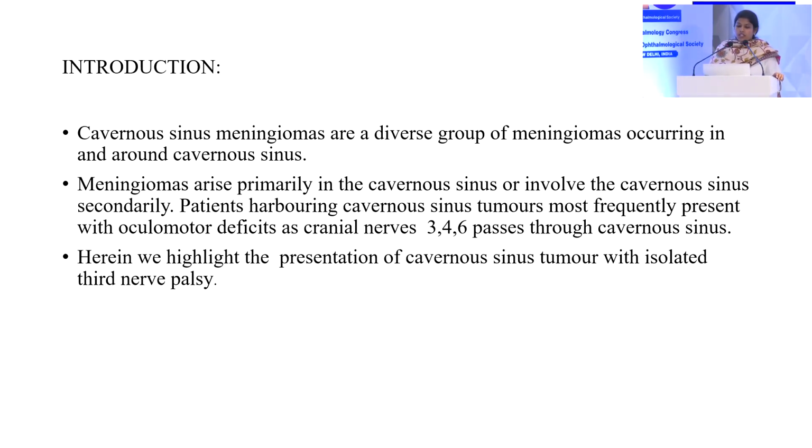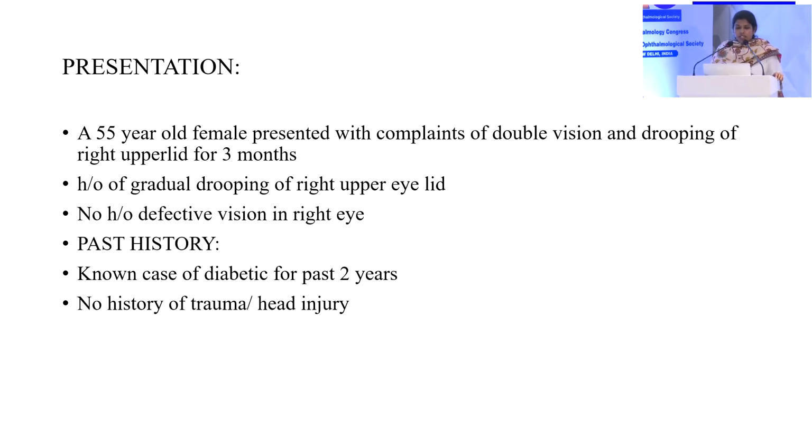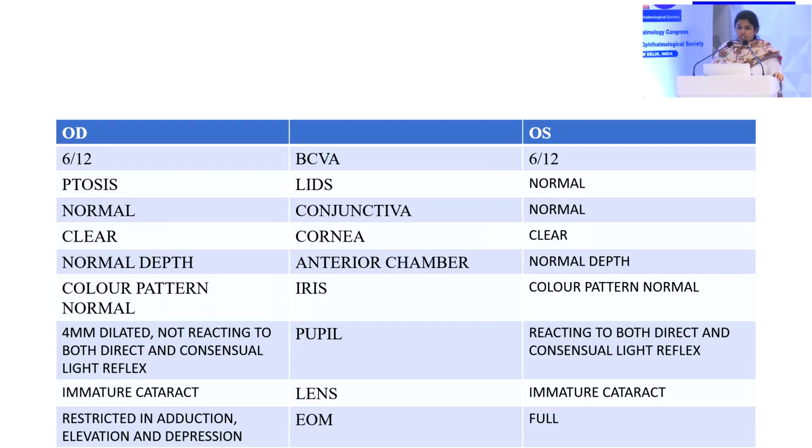Patients harboring cavernous sinus tumors most frequently present with oculomotor deficits, as cranial nerves 3, 4, and 6 pass through the cavernous sinus. Herein we highlight the presentation of a cavernous sinus tumor with isolated third nerve palsy. Here, a case of a 55-year-old female presented with complaints of double vision and drooping of the right upper lid for the past 3 months, with a history of defective vision in the right eye. She is a known diabetic for the past 2 years, with no history of trauma or head injury.